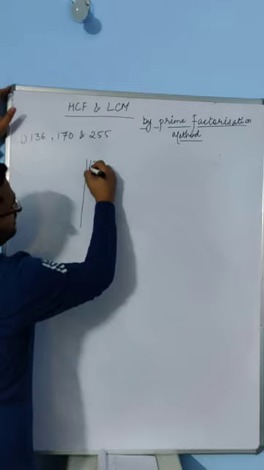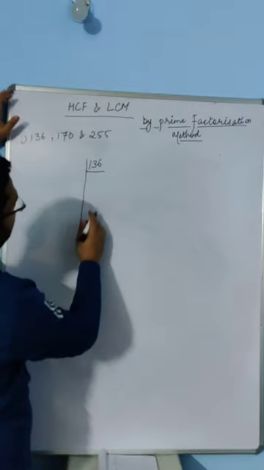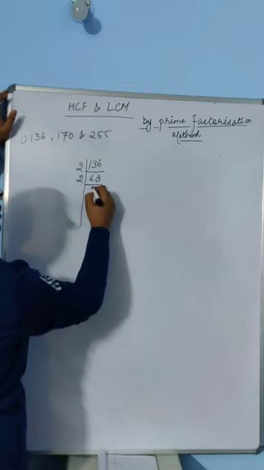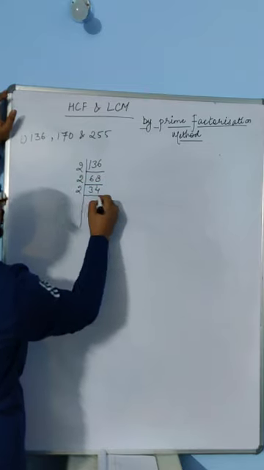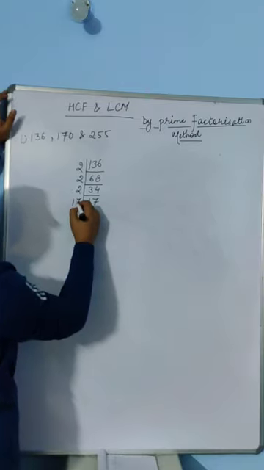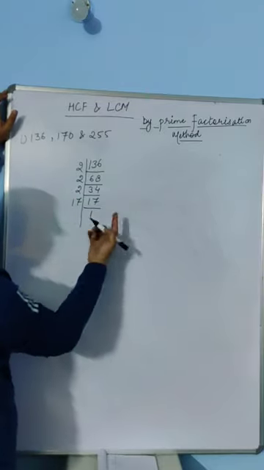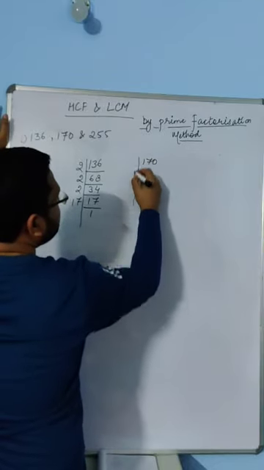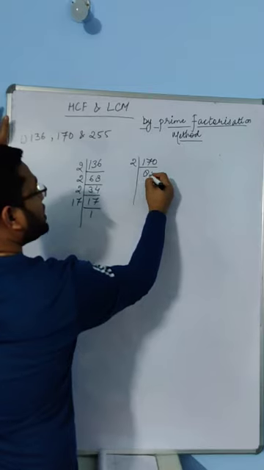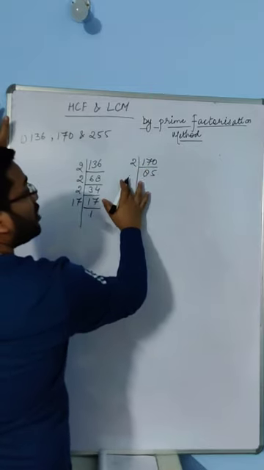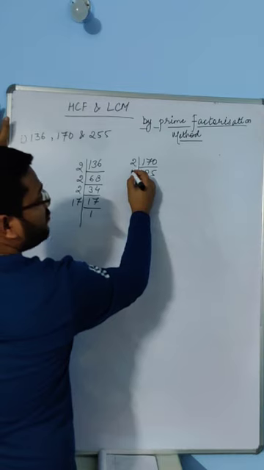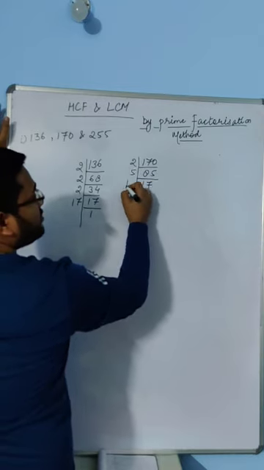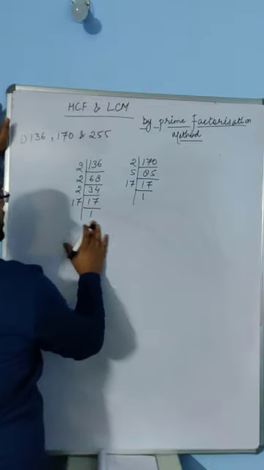So first 136. When you divide by 2, you have 68. Now again by 2 you have 34. Again by 2 you have 17. And since 17 is a prime number, you need one more 17 for it. And now the other number, 170. When divided by 2, it goes 85 times. Now it will not be divided by 2. Now it needs 5. When divided by 5, it goes 17 times. Now again 17, so 1.